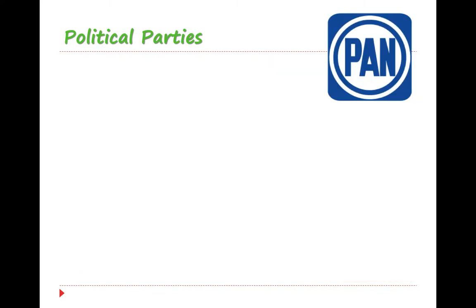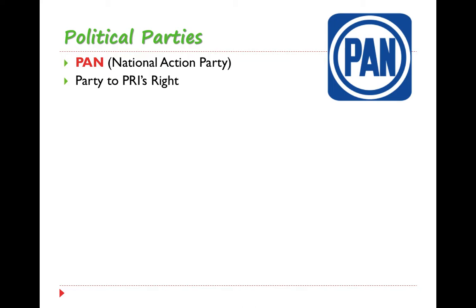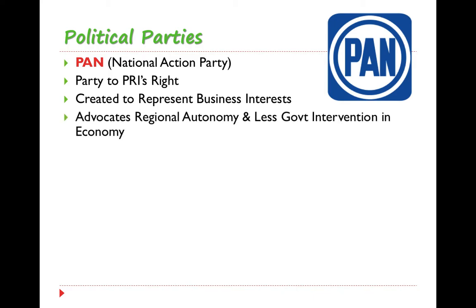To the right of PRI would be PAN, which is the National Action Party. So they're just to the right. Again, it's fairly centrist. This party was created to represent business interests, so you'll see perhaps some similarities here with the Republican Party. So they advocate regional autonomy. They want less government intervention in the economy, whereas the PRI party would be more in favor of some government intervention.